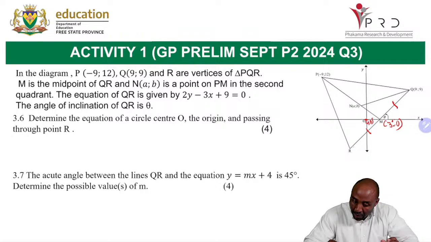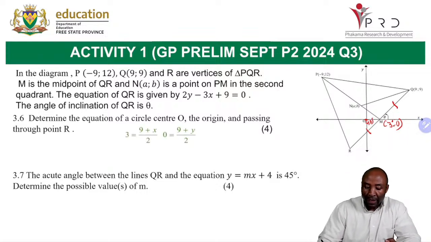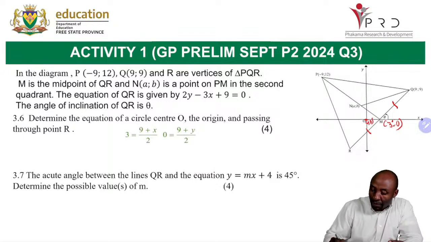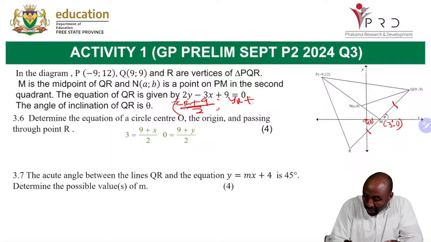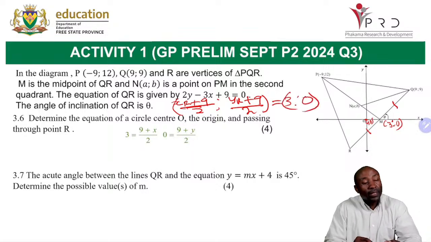And it passes through point R, but we do not have the coordinates of point R. So what do we need to do? We must get the coordinates of point R using our midpoint. And remember, for us to get the coordinates of the midpoint, we are using our equation for the midpoint: our x at R plus our x at Q is 9 over 2, like that. Our y at R plus our 9 over 2. This will be equal to the coordinates of the midpoint, which are 3 and 0.